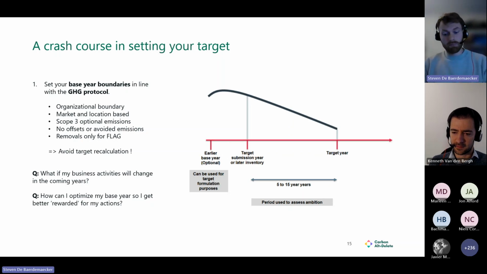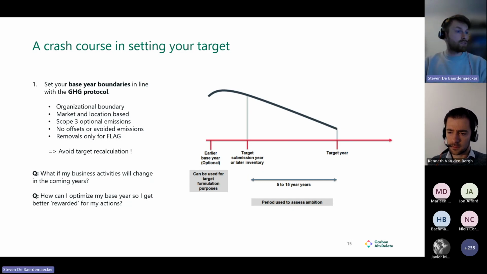We also see a quite important step, and I think that's the same for your accounting base year, that you set your organizational boundary, and you align it. If you set a target base year, you align it really with your general accounting organizational boundary. Second is that you also make a choice in your target setting. You can choose whether to approach it on a market or location-based one, that you also assess which is most suitable for you and that you continue in a consistent way.